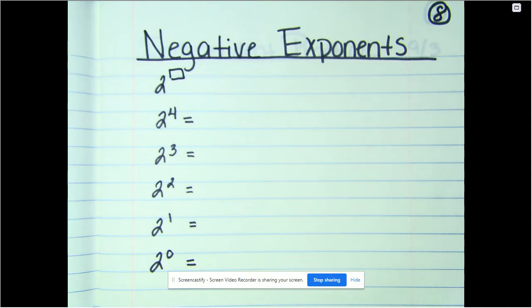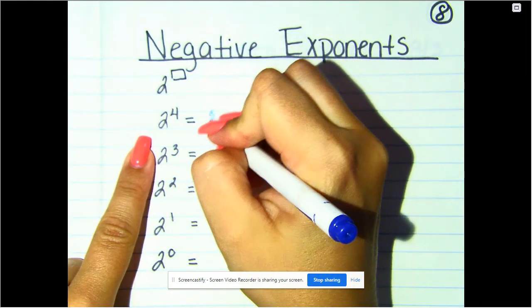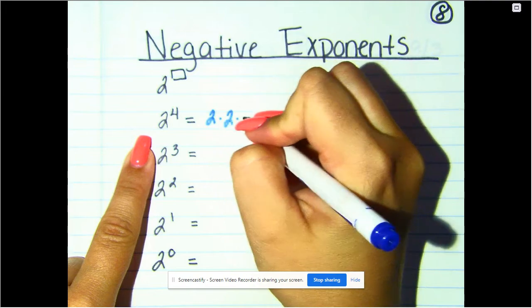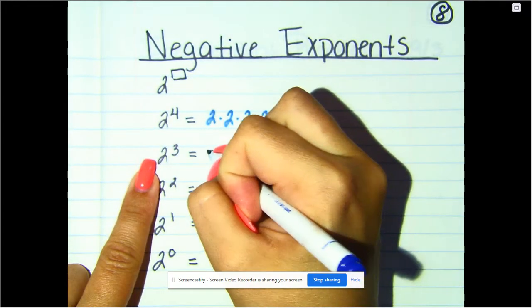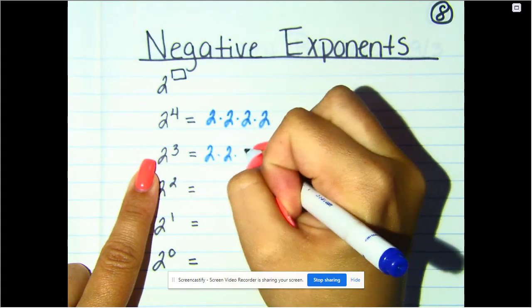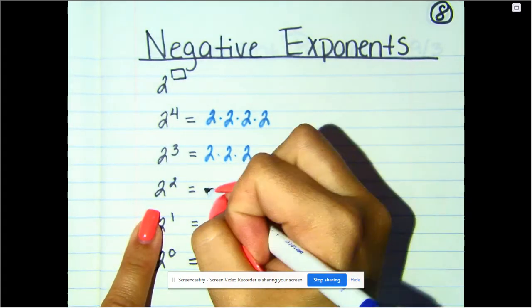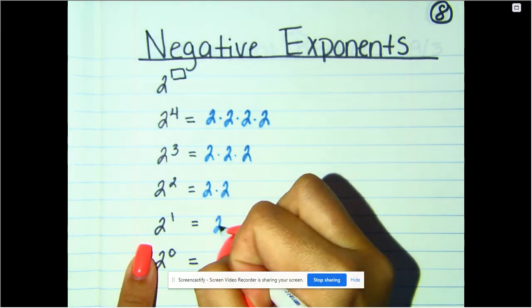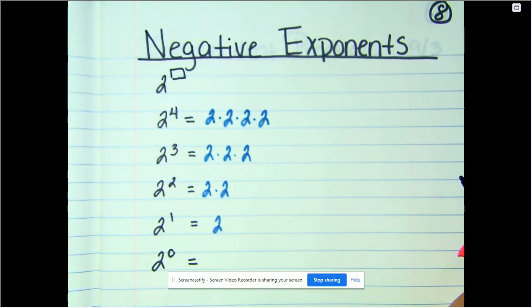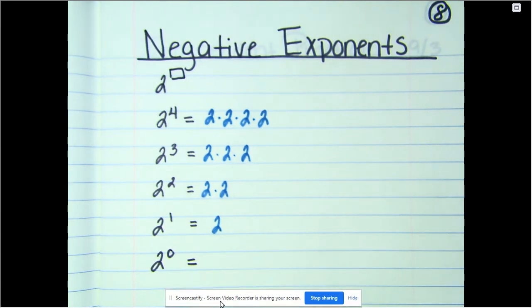Okay, so hopefully you have paused the video. So we are going to expand out our exponents. 2 to the 4th is 2 times 2 times 2 times 2. 2 to the 3rd is 2 times 2 times 2. 2 to the 2nd, 2 times 2. 2 to the 1st is 2. I wonder what 2 to the 0 power is. Like, that just doesn't make sense. Well, in just a moment, hopefully it'll start to make sense to you.